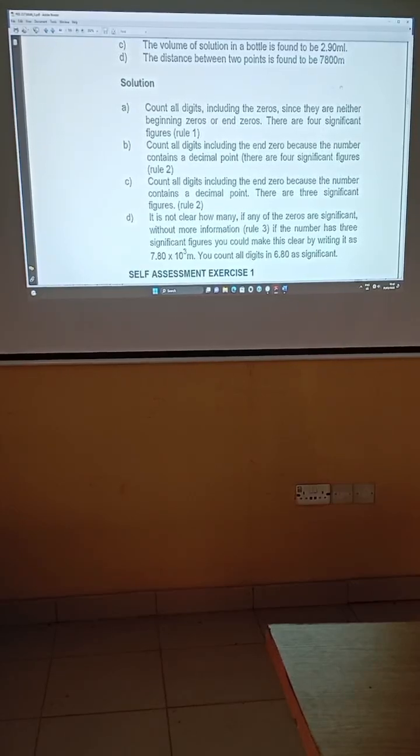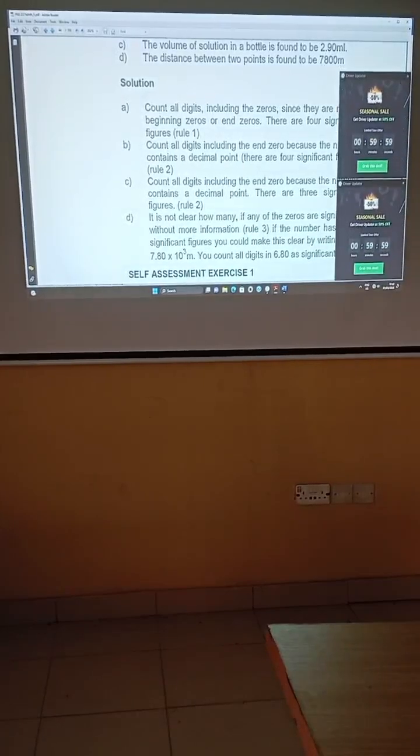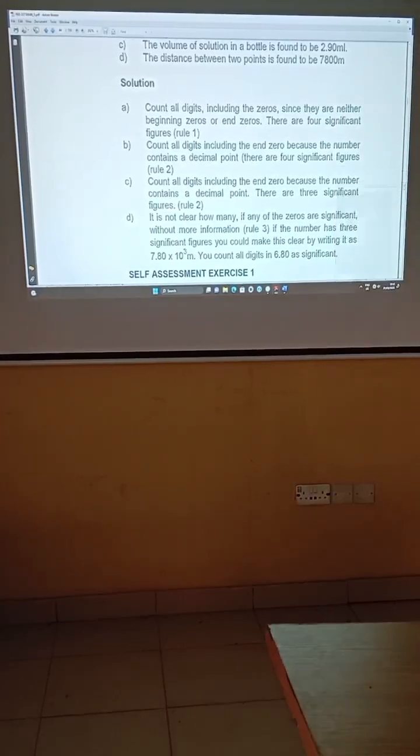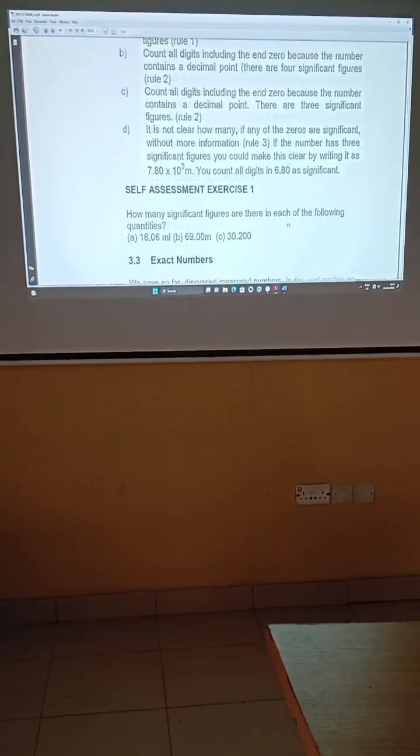But when you take the scientific notation, you now see what is being reflected here. We said initially that zeros are just meant to point you to where the decimal point is located. So when we take the decimal point from here, 1, 2, 3, what is going to be left there is 7.80. You can't say 7.800. No, wrong. 7.80 by 10 to the power 3.